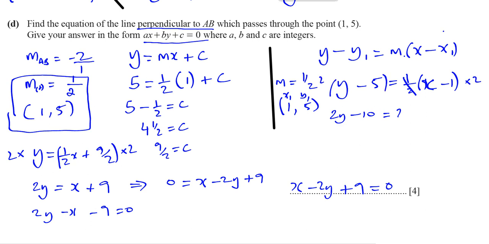So if we now bring everything to the side where x is, you've got x - 2y, then minus 1 plus 10, which is going to be plus 9. So you end up with the same answer, x - 2y + 9 = 0. So that concludes this question for you. Hopefully you understood that, and if there's any problem, please let me know. Thank you very much.